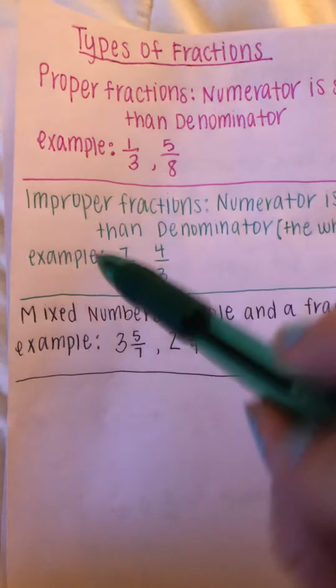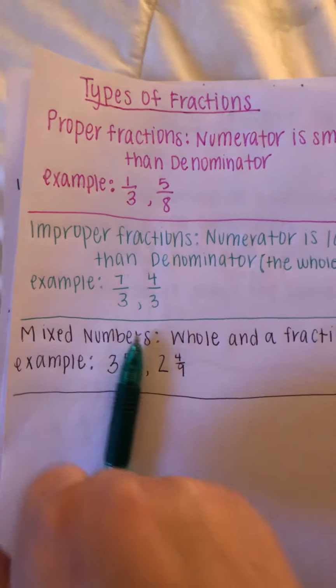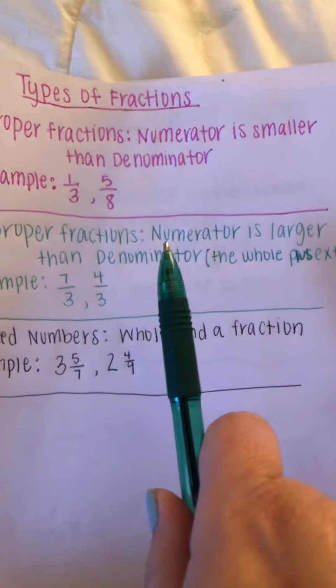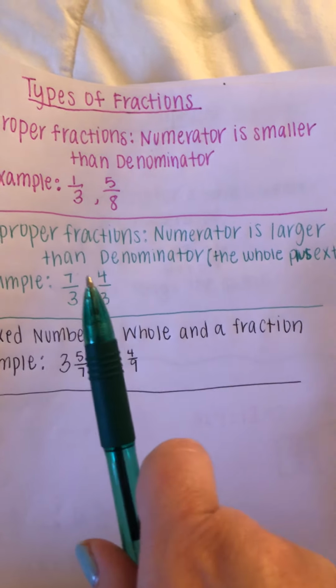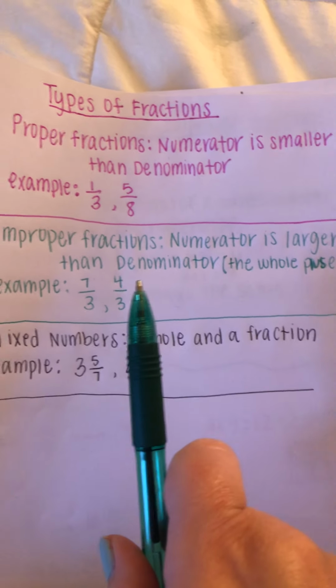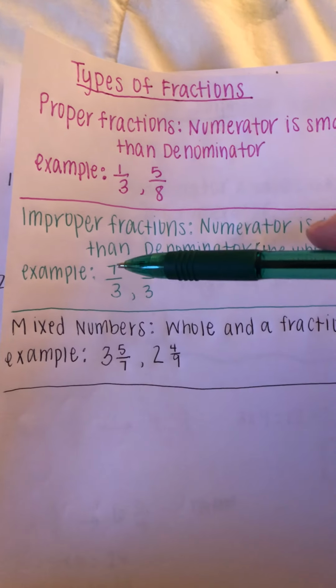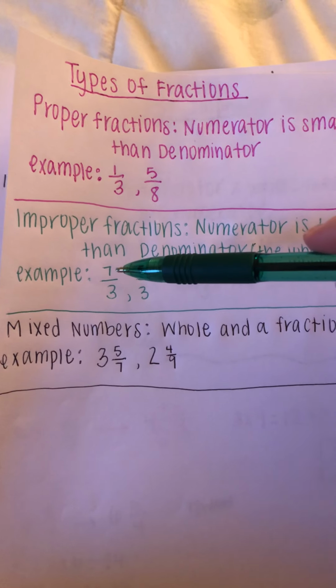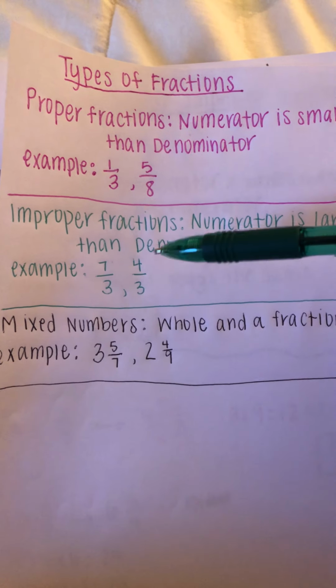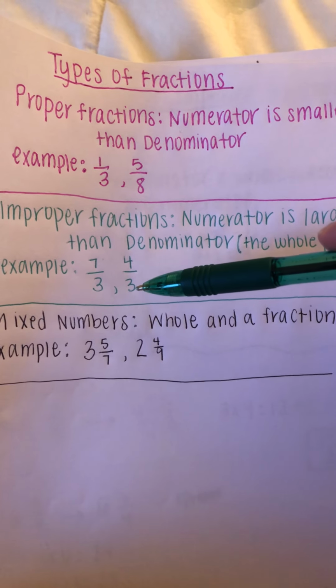But sometimes you get a fraction called an improper fraction. And this is when the numerator is larger than the denominator. So you see this right here, 7/3. 7 is larger than 3, and 4 is larger than 3.